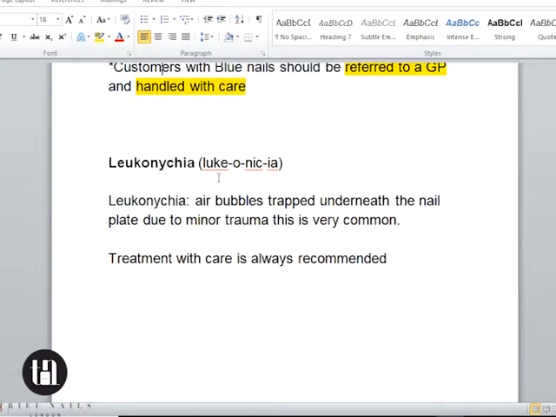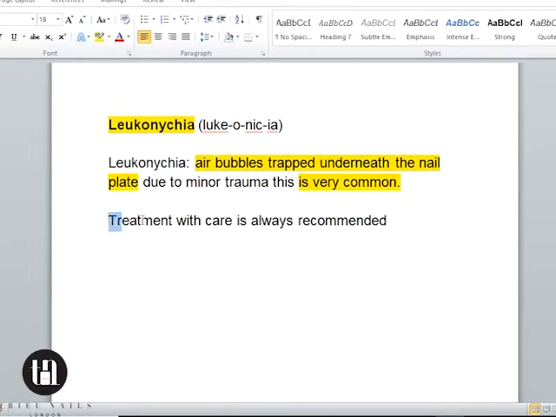The next nail disorder is pronounced leukonychia, so leukonychia. And these are basically air bubbles trapped under the nail plate due to minor trauma. So air bubbles trapped underneath the nail plate, and it's actually quite common. Always treat with care.